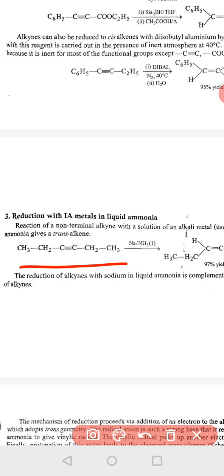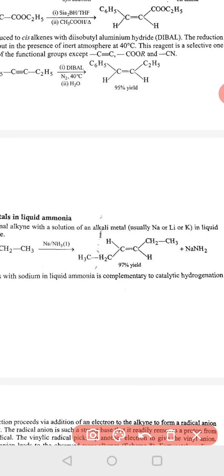See, this is the reactant alkyne, and we reduced it with sodium, which is dissolved in liquid ammonia, and the product is trans alkene, and it comes in very good yield. Approximately 97% of trans alkene we produced in this reaction.